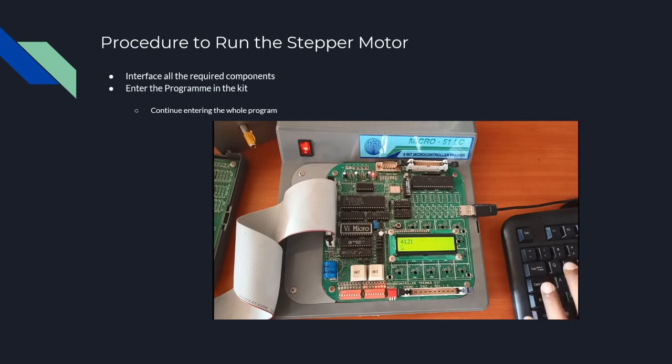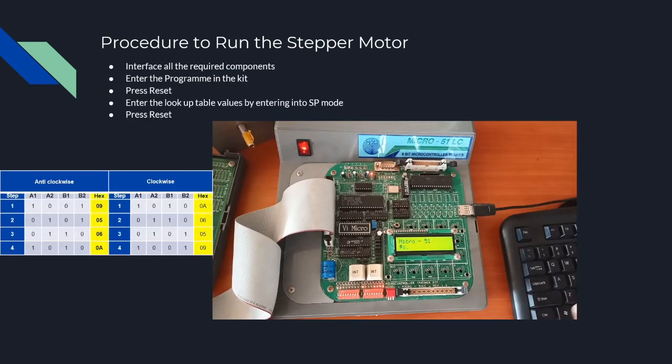So now we are entering the last line of the program, SJMP 4100. After that, you need to press reset, right? Again, you'll land up in the command prompt. Now to enter the lookup table values, right? Enter the lookup table values. Now in the command prompt, we need to type SP, right? And then hit enter.